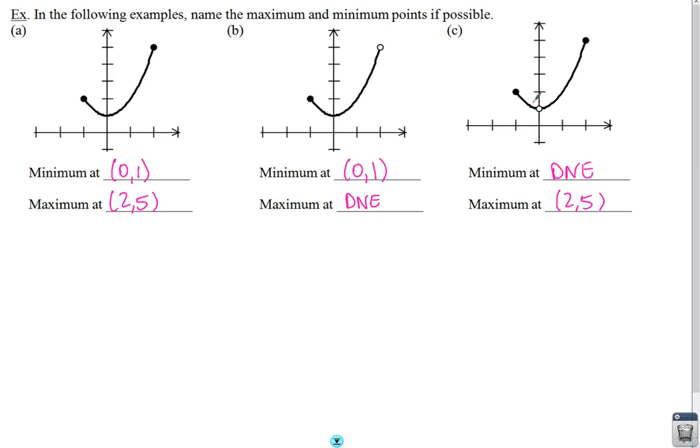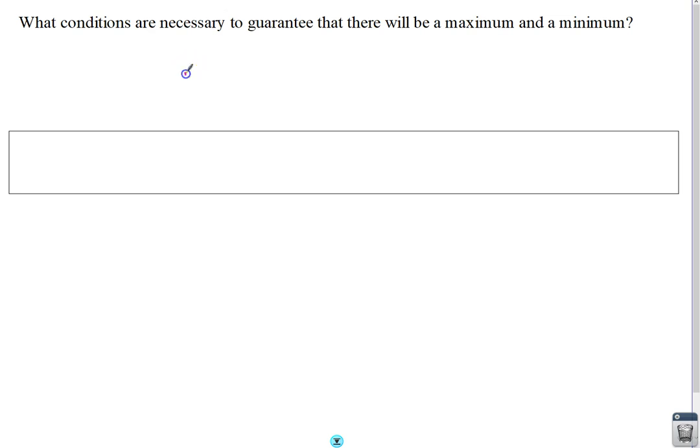What's happening is that this is a continuous function on a closed interval. This is a continuous function on an open interval. This is a non-continuous function. There's an open interval here and then an open interval on this side, or partially open. So in order for you to have both an absolute minimum and maximum, two things have to occur. Your function must be continuous on a closed interval.